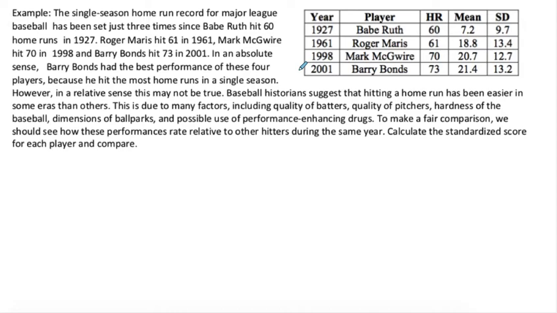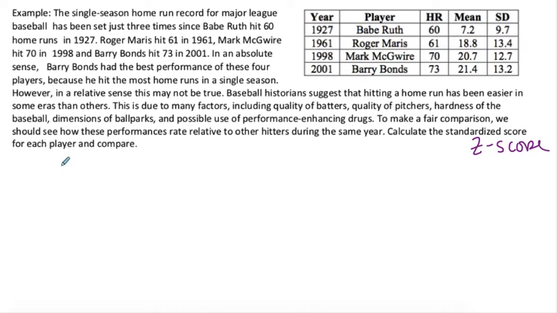Baseball historians actually suggest that hitting a home run has become easier in some eras than others. This is due to many factors, including the quality of batters, the coaches, the quality of the pitcher, hardness of the baseball has changed, dimensions of certain ballparks, and the possible use of performance-enhancing drugs. To make this a fair comparison, we should actually see how these performances rate relative to the other hitters during that same year. So let's calculate the standardized score, so that's our z-score, for each player and then compare.